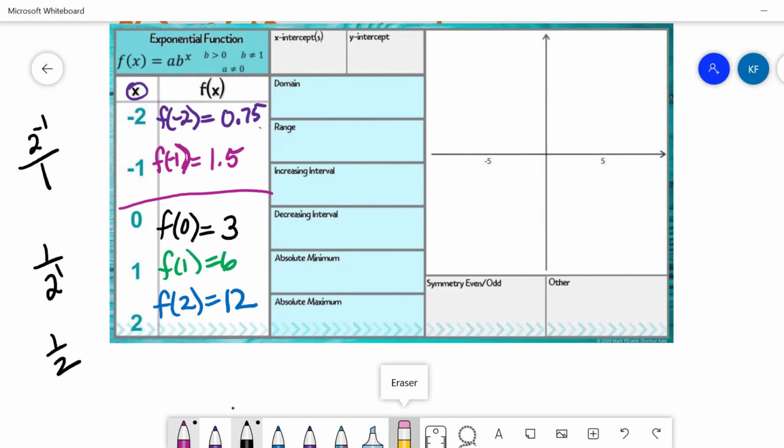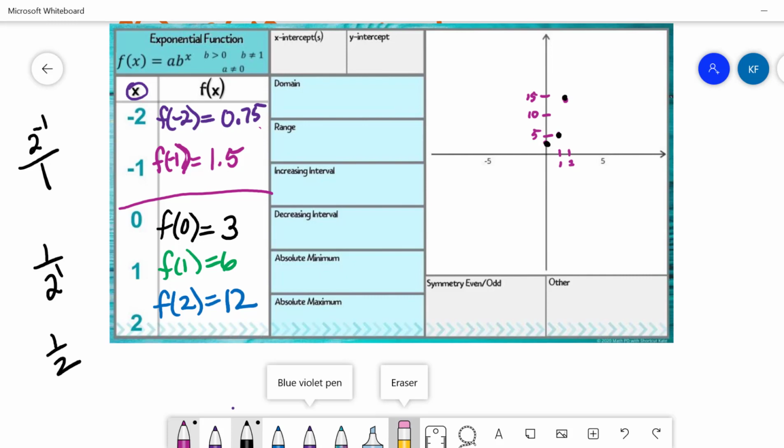Okay, so I'm going to start with the easy ones like I said. So (0, 3). So maybe I'll go 5 here. So (0, 3) would be right there. And then (1, 6). And then here it is growing really fast. Here's 2. And then let's see, that's 10, that's 15. So (2, 12) is like right there. So I'll go back and do it in black so you can see the points a little better.